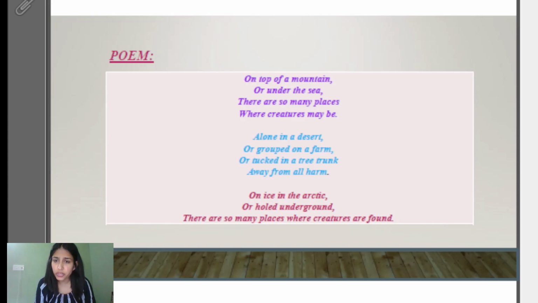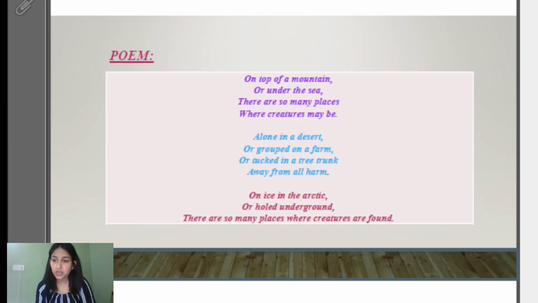On top of a mountain or under the sea, we are saying that creatures may be found there. There are so many places where creatures may be. They may be alone in a desert or on a farm, or tucked in a tree trunk away from all harm. Some creatures in nature are tucked in tree trunks, away from all the harms of nature. On ice in the Arctic or holed underground.